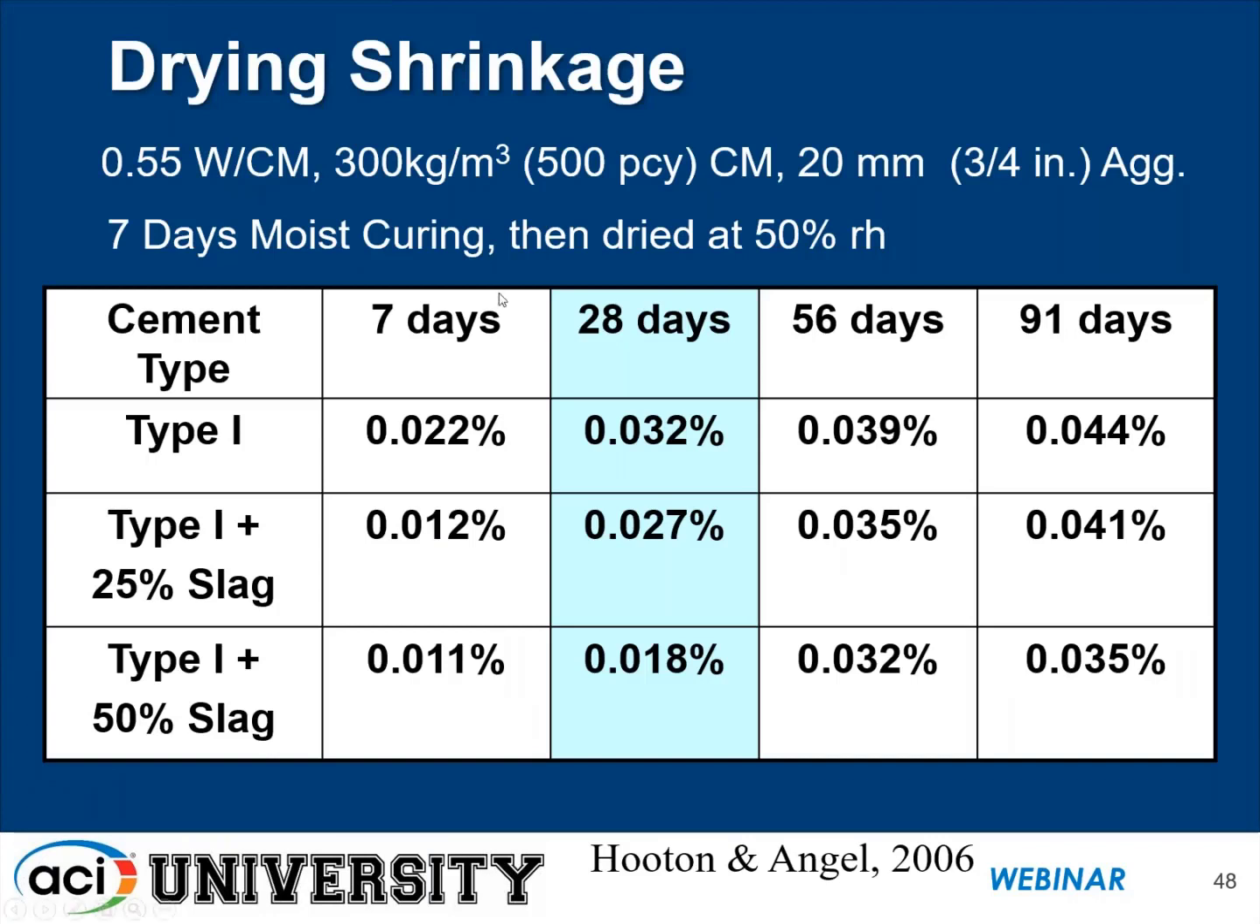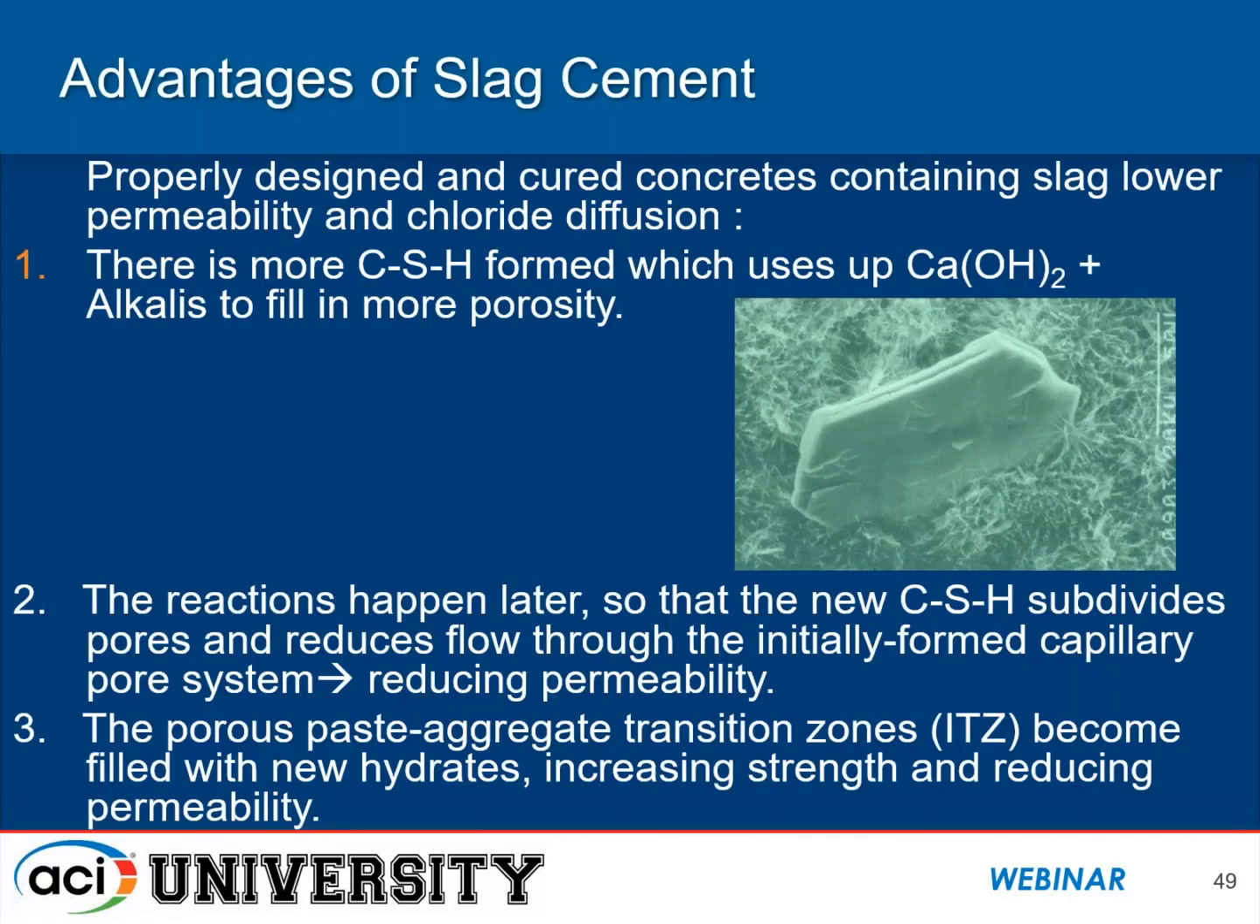Drying shrinkage, this is some of my own data. The equivalent concrete is a 0.55 water-binder ratio, 500 pounds per cubic yard, with a 3/4 inch aggregate, 7-day moist cured and then drying at 50% humidity as per ASTM C157. And you can see that there's less shrinkage with the slag as you increase the amount of slag. Now, these were low alumina slags. High alumina slags, some of the Asian slags, may show a different trend, but if they add the gypsum when they intergrind those high alumina slags, they will get reduced shrinkage as well. And this has to do with optimizing the sulfate in the binder.